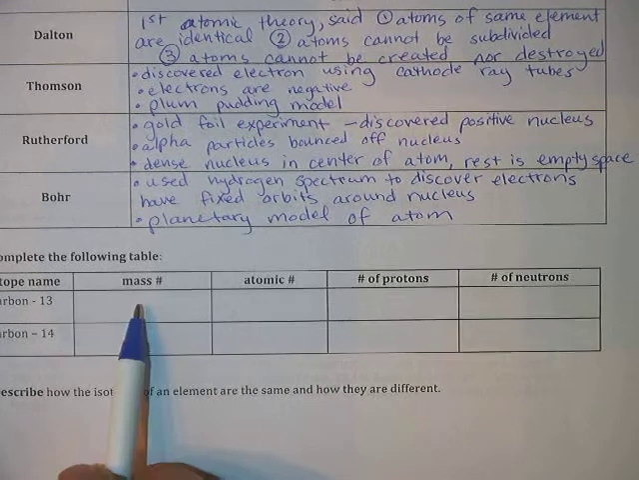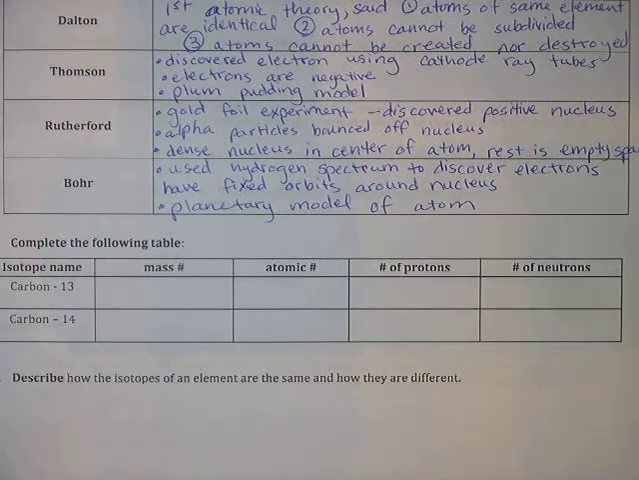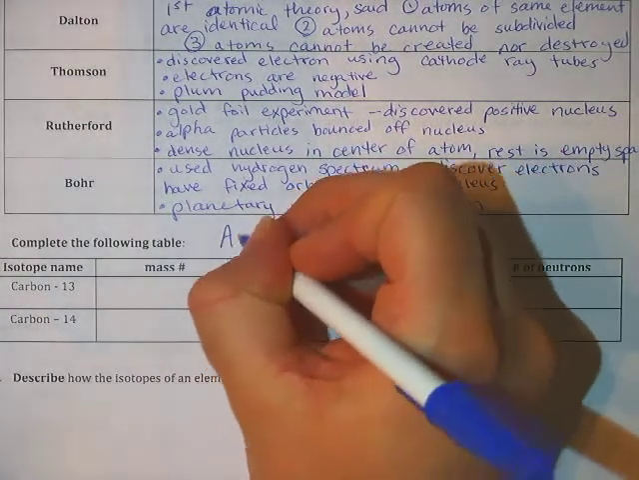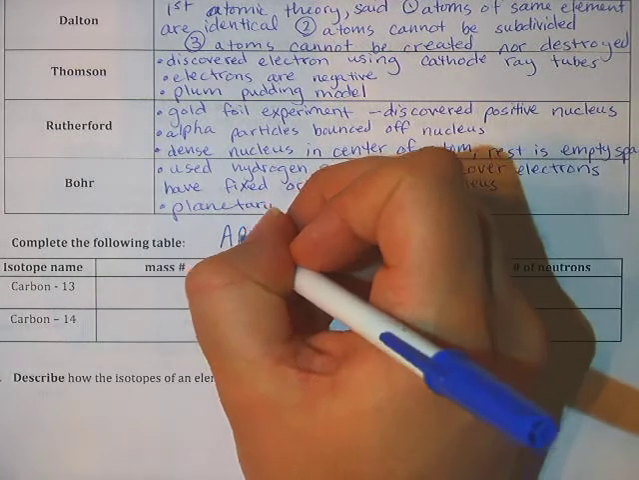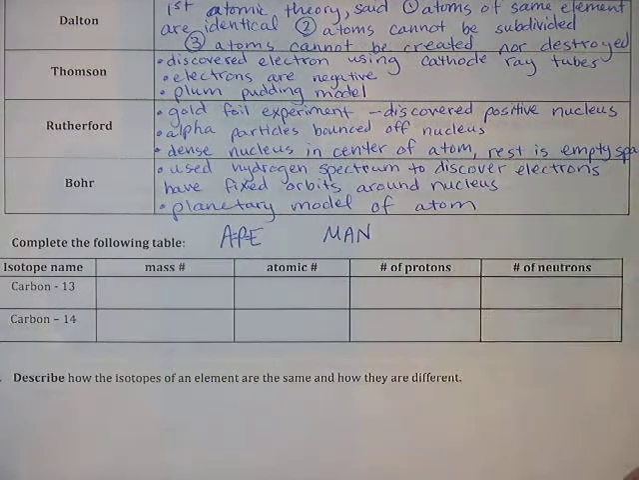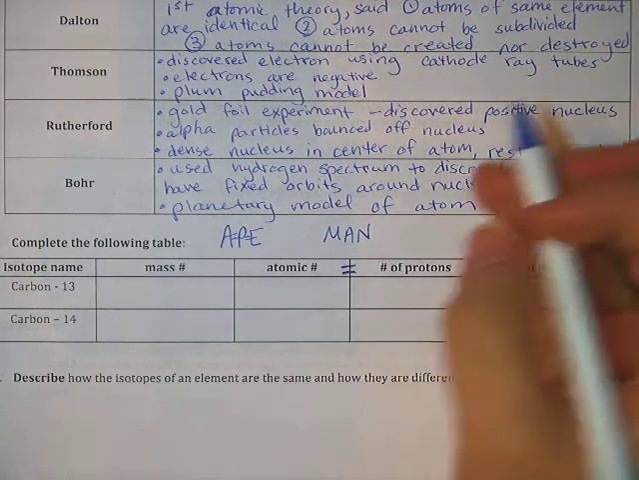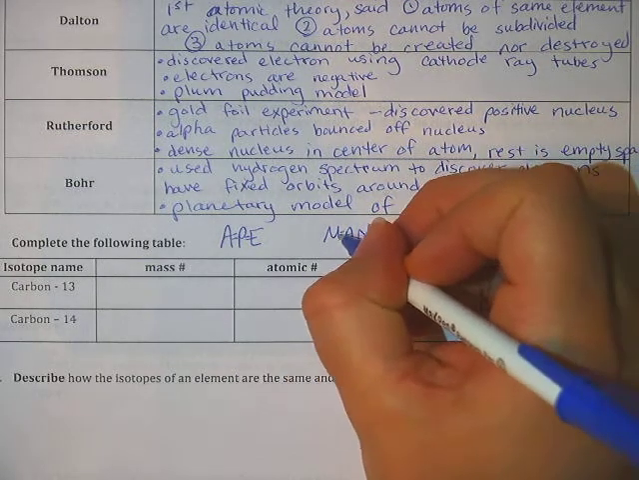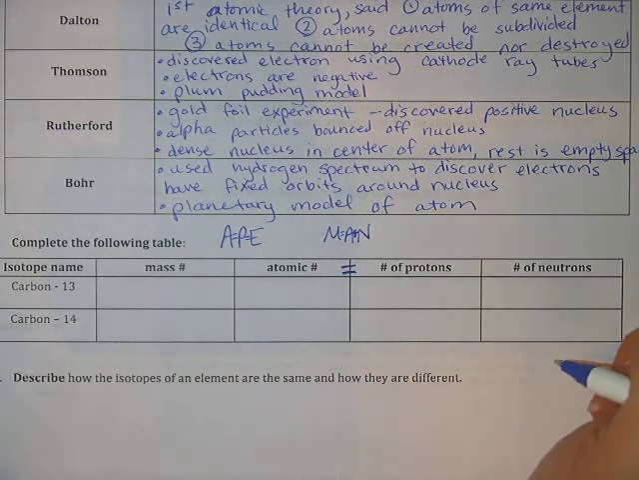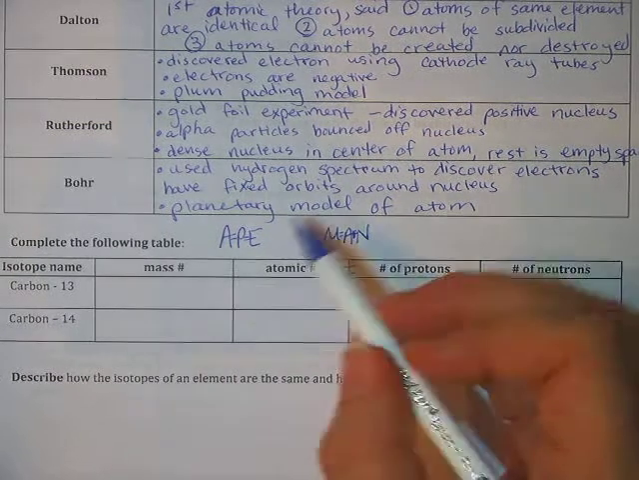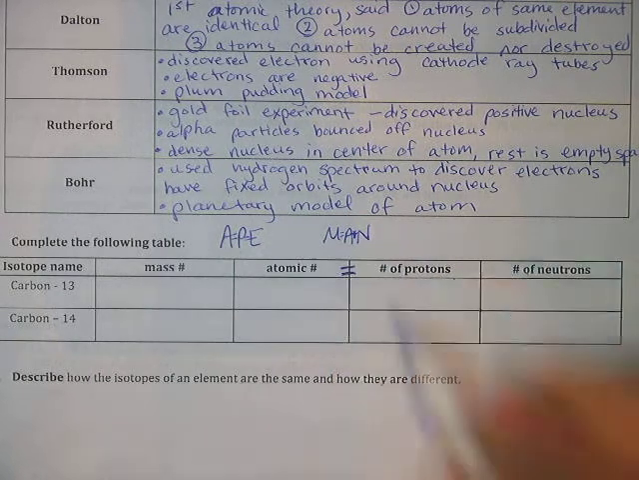For this next part, this table, we're given the name of an isotope. We have to find mass number, atomic number, protons, and neutrons. It might help to remember Ape Man. Ape tells me that the atomic number is equal to the protons is equal to the electrons, so I know atomic number and protons are going to be equal. And the man tells me that the mass number is equal to the atomic number plus the neutrons. So if I know atomic number and protons are the same, then protons plus neutrons will get me the mass number.